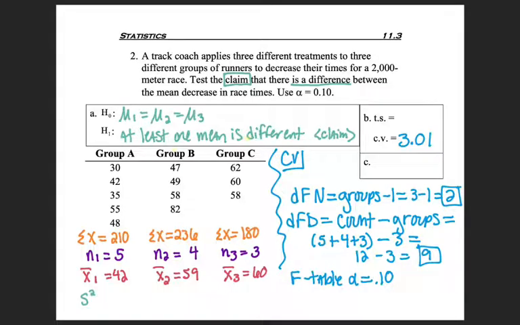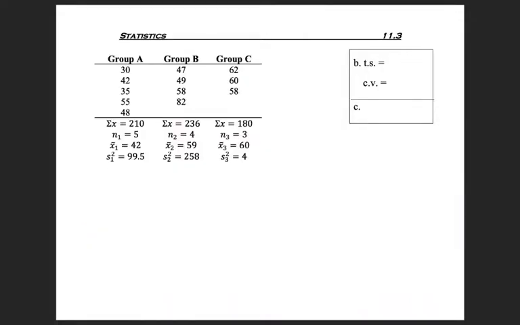And last, I need the variance from group 1, which, remember, I'm going to have to take the standard deviation from group 1 and square that to get 99.5. Great, it ended. I don't have to round that decimal. The variance for group 2 takes the standard deviation and squares it to get 258. And the variance for group 3, I take the standard deviation I see on my calculator and square it to get 4. I needed a second screen. It's all the same information. But now I'm ready to find the test statistic.